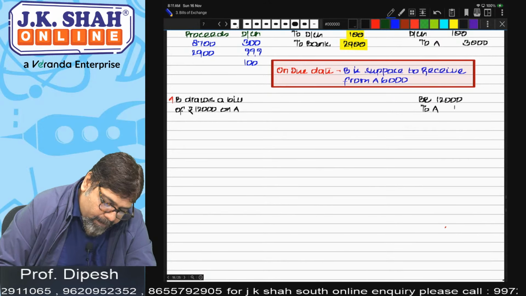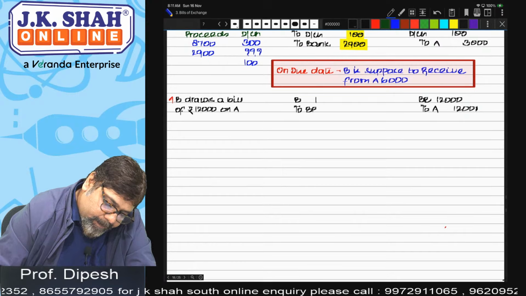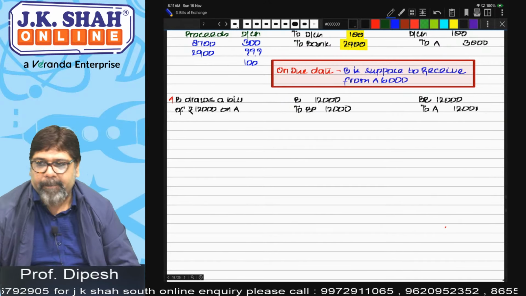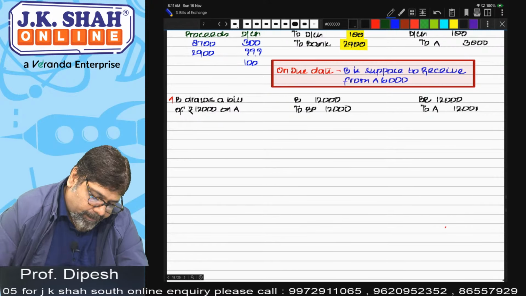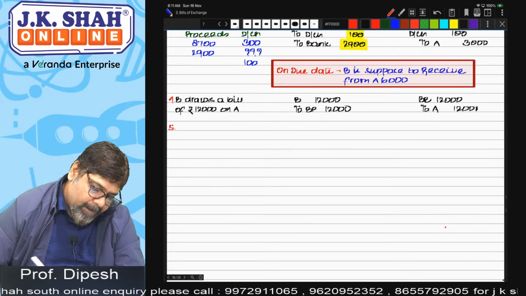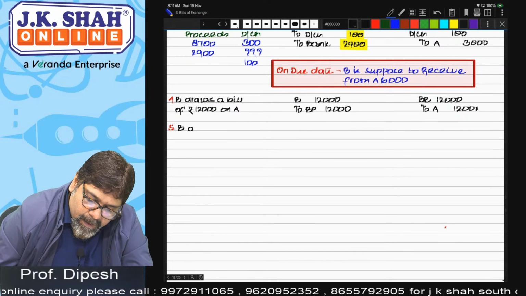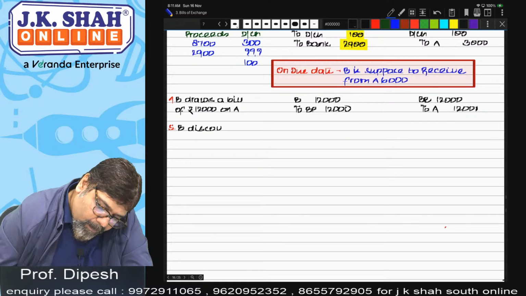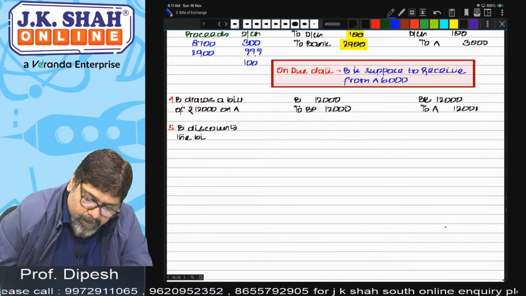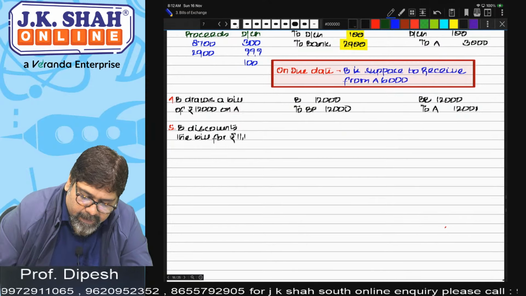Then B, bills payable. Correct? Now, number 5. B discounts the bill for rupees 11,100.